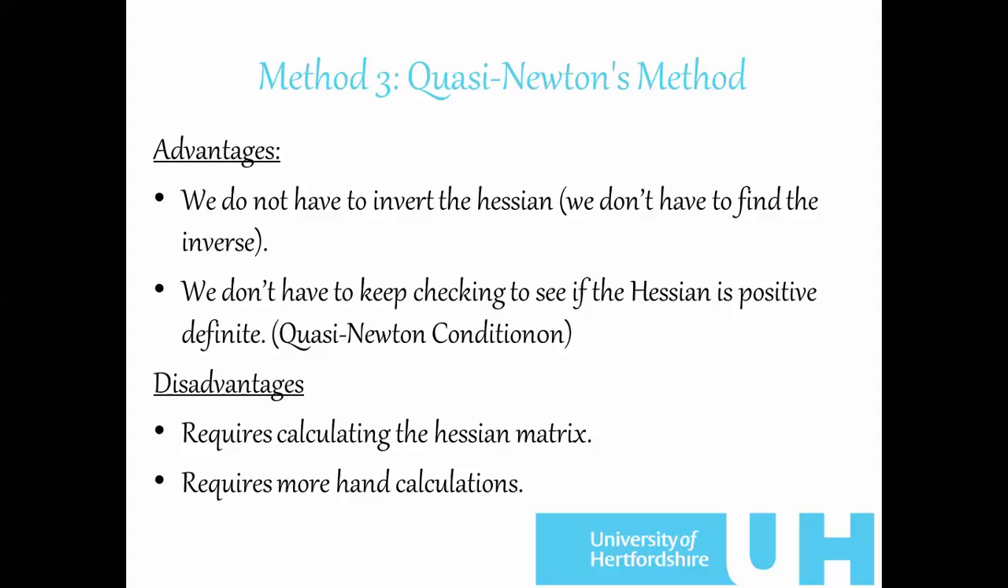The advantages of the Quasi-Newton method are that we do not have to invert the Hessian. We don't have to find the inverse of the Hessian matrix; we use an approximation. The second advantage is that we don't have to check if the Hessian is positive definite. We don't have to keep checking that because of a condition known as the Quasi-Newton condition, which means it will always be a positive definite matrix. The disadvantage is that we have to calculate the Hessian matrix, and it requires more hand calculation.